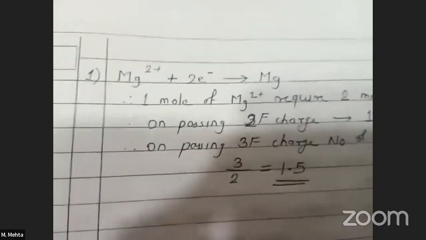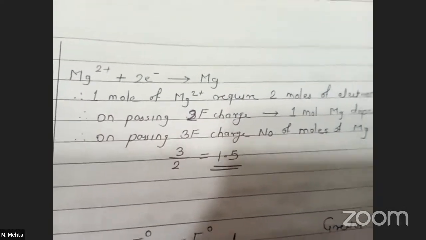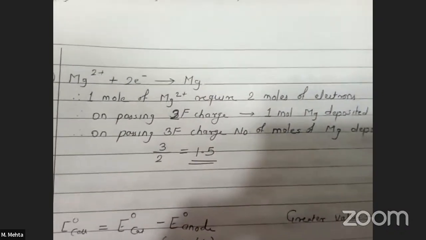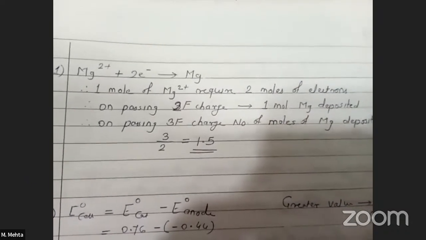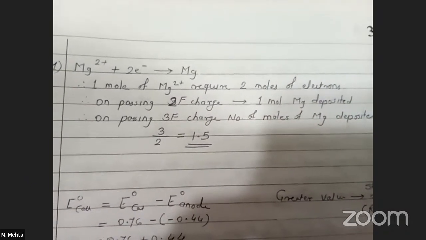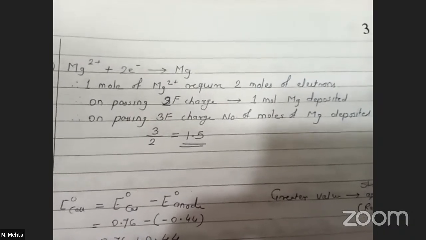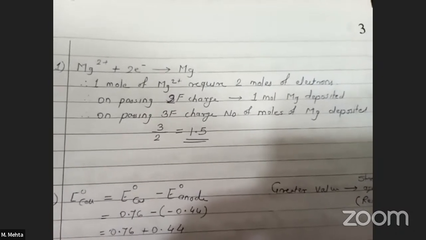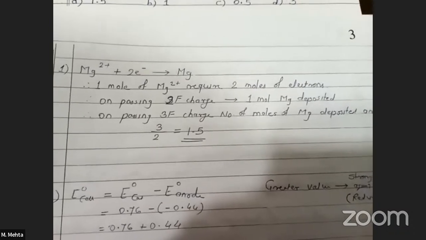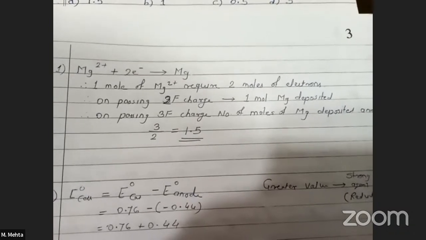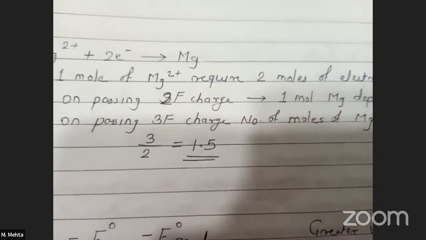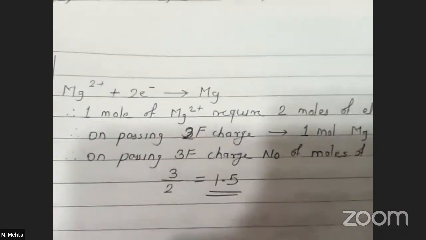So first of all, for any given ion, you have to write the reaction. Mg2+ ion for complete reduction requires 2 electrons. So 1 mole of Mg2+ ion requires 2 moles of electrons. So on passing 2 Faraday charge, 1 mole of magnesium gets deposited. Therefore, on passing 3 Faraday charge, the number of moles of magnesium deposited is 3 by 2, which is equal to 1.5. So your answer is 1.5.